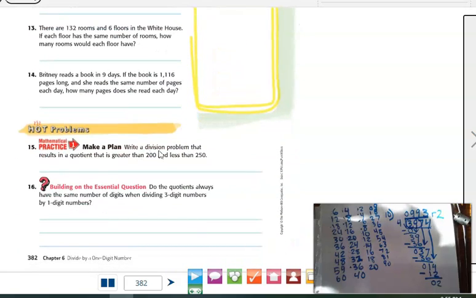Down here, you get to make your own division problem. So anything that the quotient or answer is greater than 200 and less than 250. So there are a wide variety of options there that you can choose.